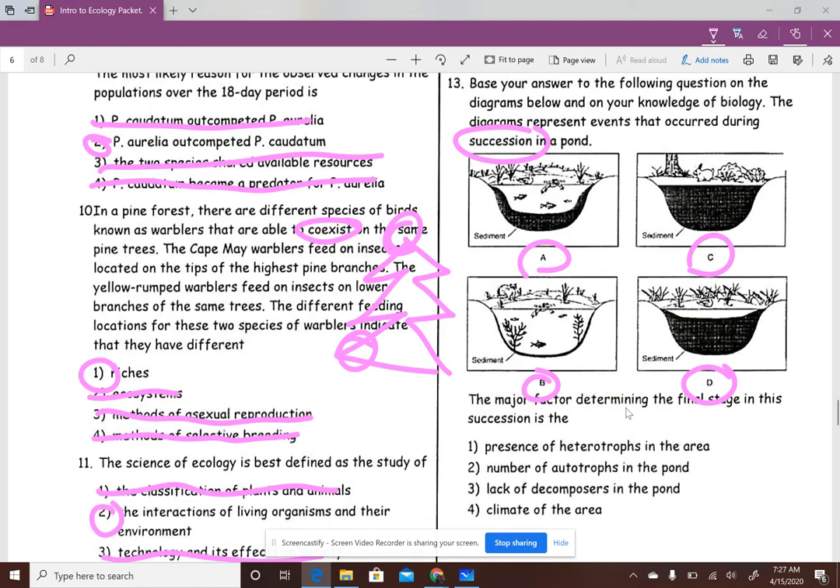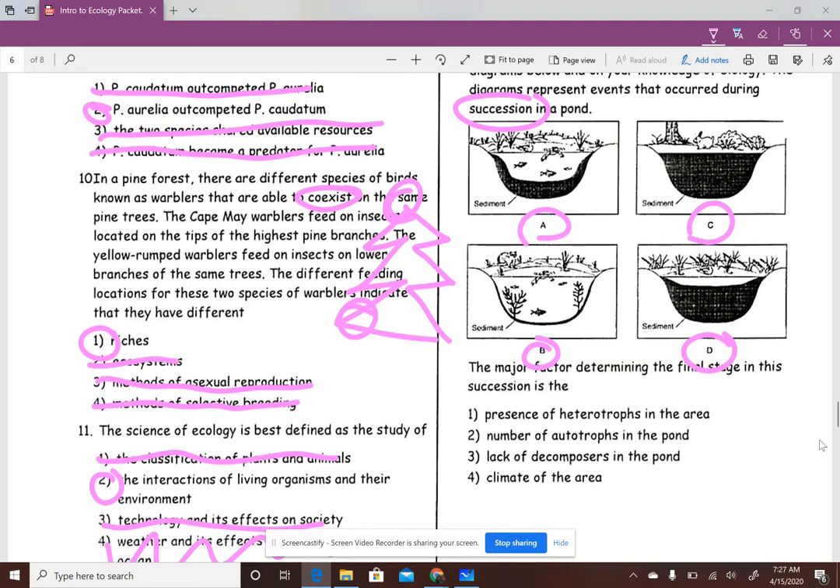So the major factor determining the final stage in the succession is the what. So it would be the climate, because if you have a climate change, it's going to change what it is going to become. So here, it should have gone back to a pond completely, but it did not. You can see that the sediment is all right there.